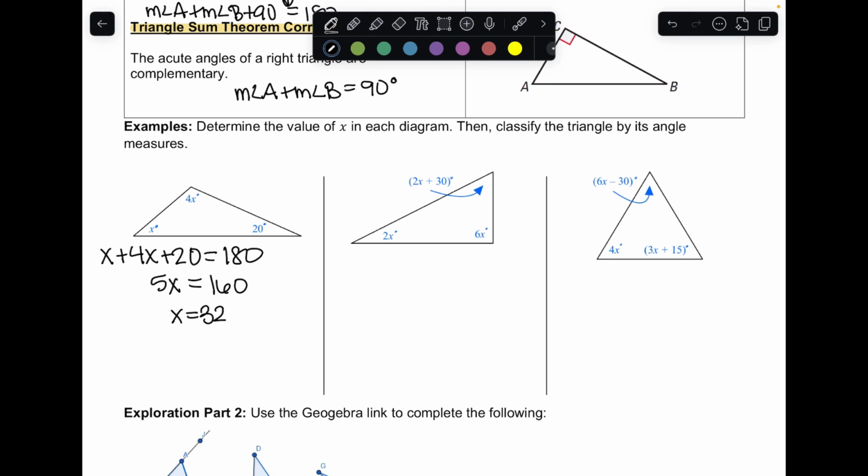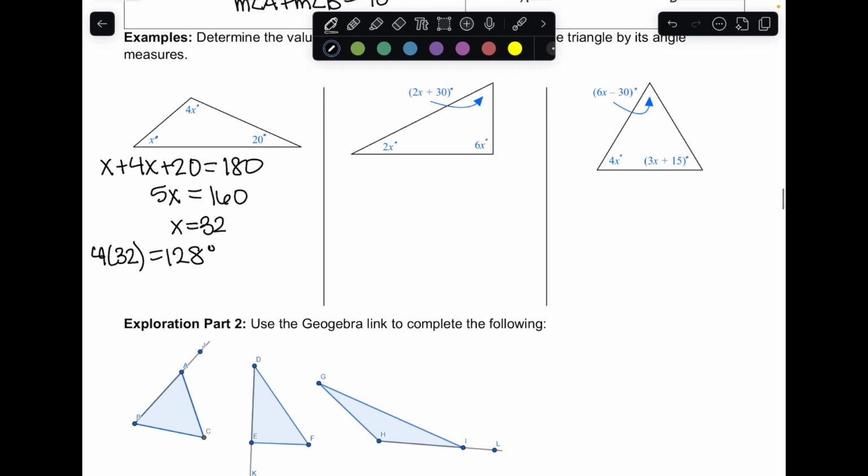And now I'm going to take the value I just got for x and use it to determine my largest angle measure. Well, if I look, I know 4 times 32 is bigger than 20, so that 4x is going to be my biggest angle measure. 4 times 32 is 128. That is an obtuse angle, so this is an obtuse triangle. So we had to plug it back in and then classify.